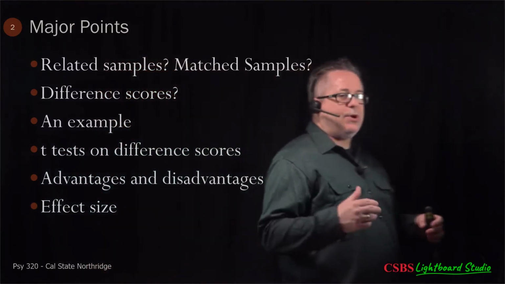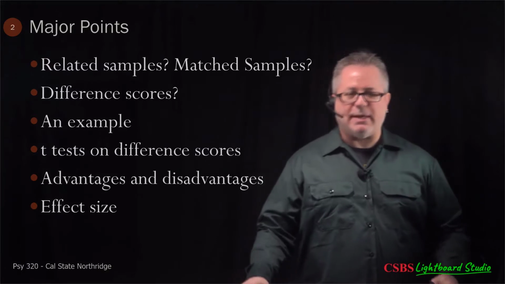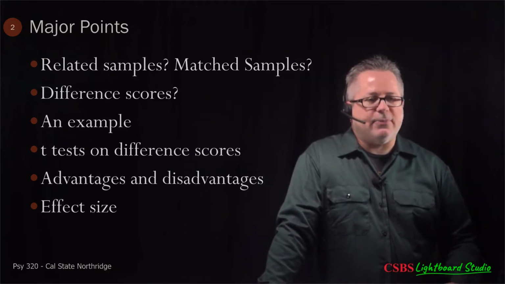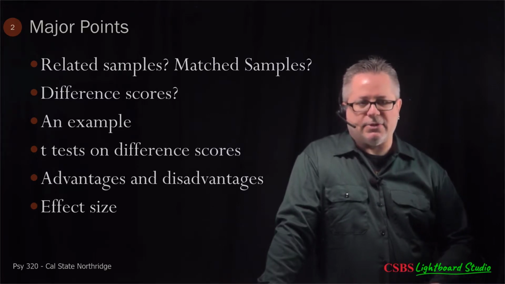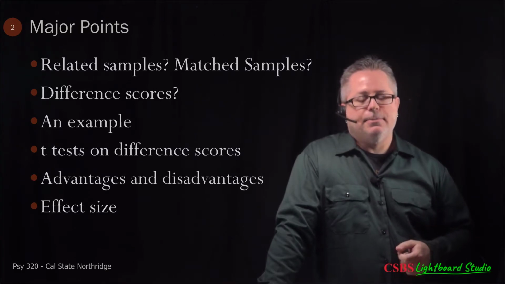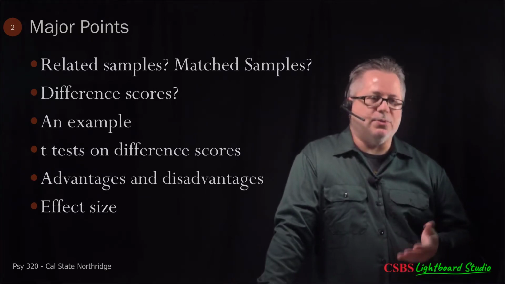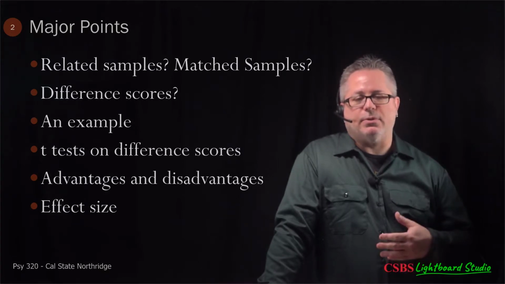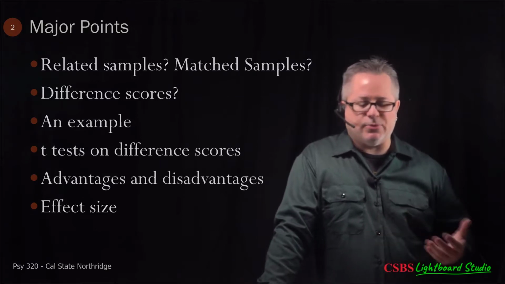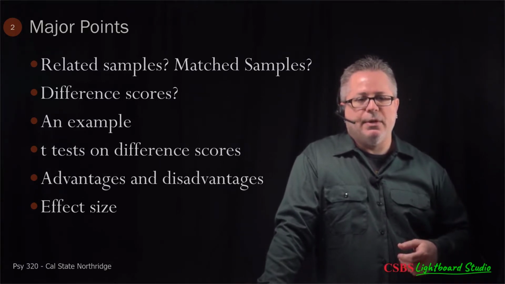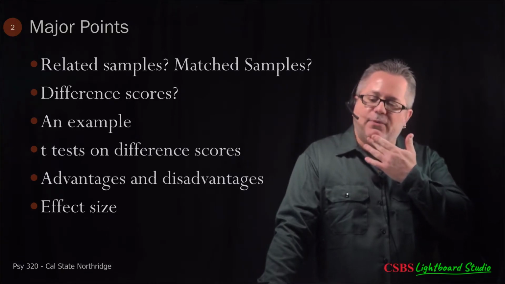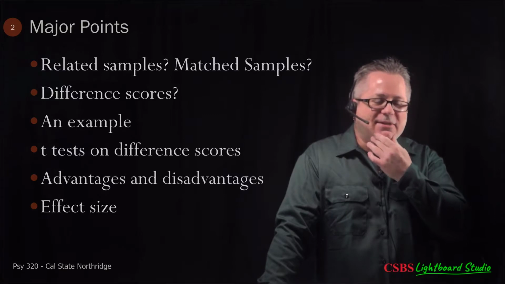Again, this is called by many different names: related samples, matched pairs, dependent samples, repeated measures. There's all kinds of names for this kind of test, and it applies to all kinds of different stuff. We're going to talk about what makes samples related or matched. We're going to talk about how we use this idea of a difference score. Something we can't do with either one sample or independent samples is subtract the scores across time.